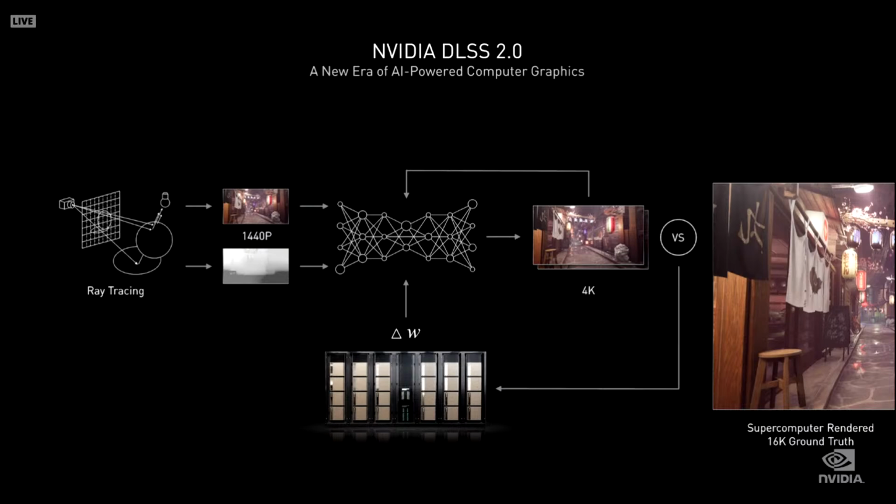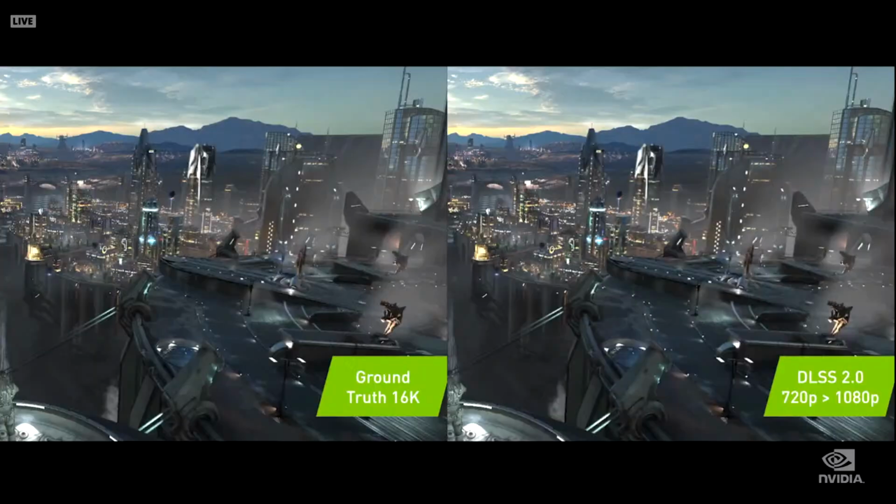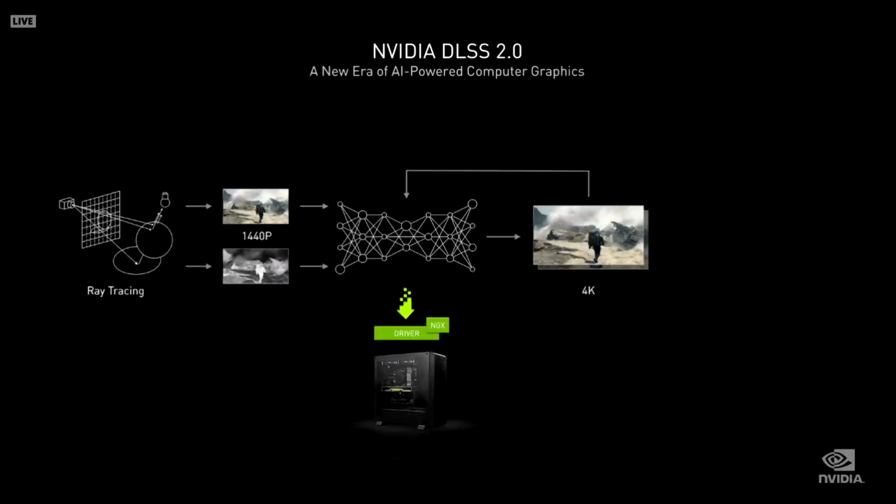DLSS took nearly 2 years of intensive research. We built a supercomputer to train the network. The DLSS model is trained on extremely high quality, 16K, offline rendered images of many kinds of content. Once trained, the model is downloaded into your driver. At runtime, DLSS 2.0 takes in low resolution, aliased image and motion vector of the current frame, and the high resolution previous frame to generate a high resolution current frame.